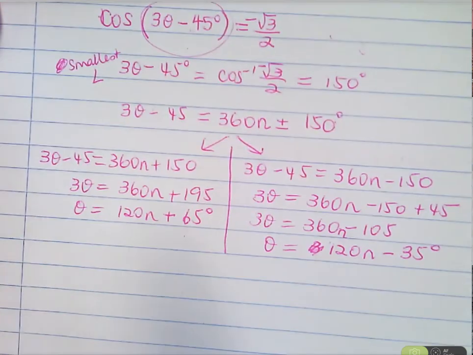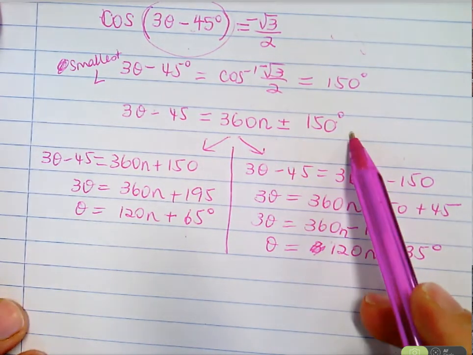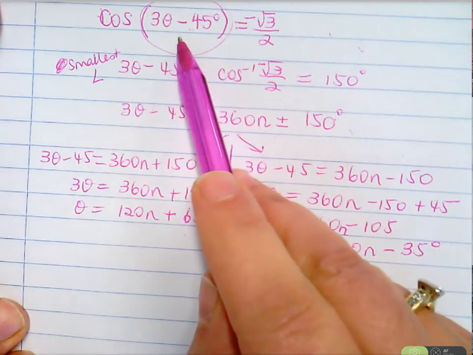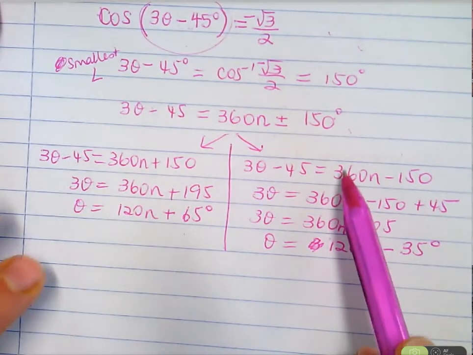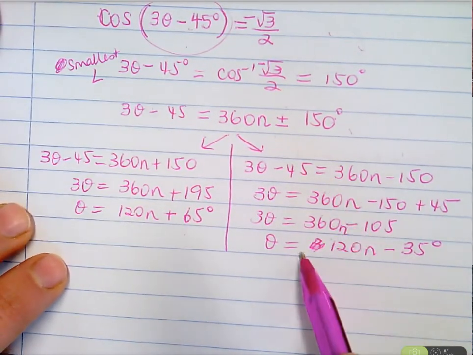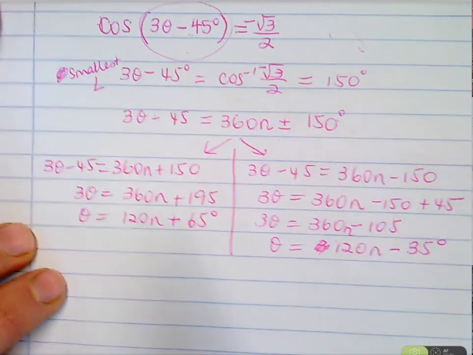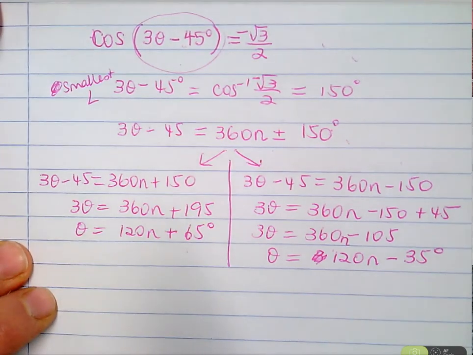So we've got 2 different solutions. The reason is because you've got the plus or minus 150. So you always get 2 solutions for cos. But when you've got something out the front, you've got to break them up. So we don't have to test? No, they'll both work. Always for cos, you have 2 solutions.